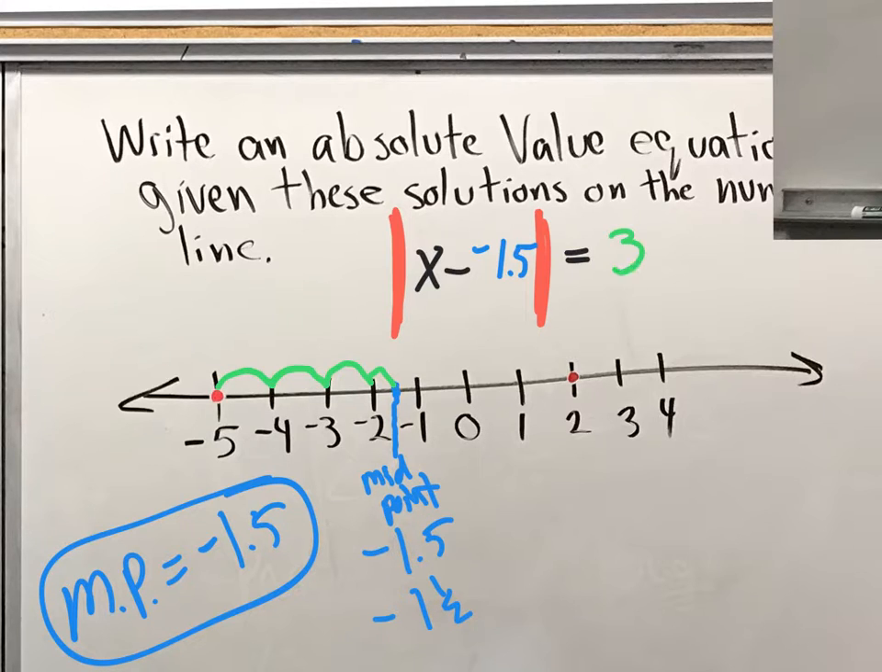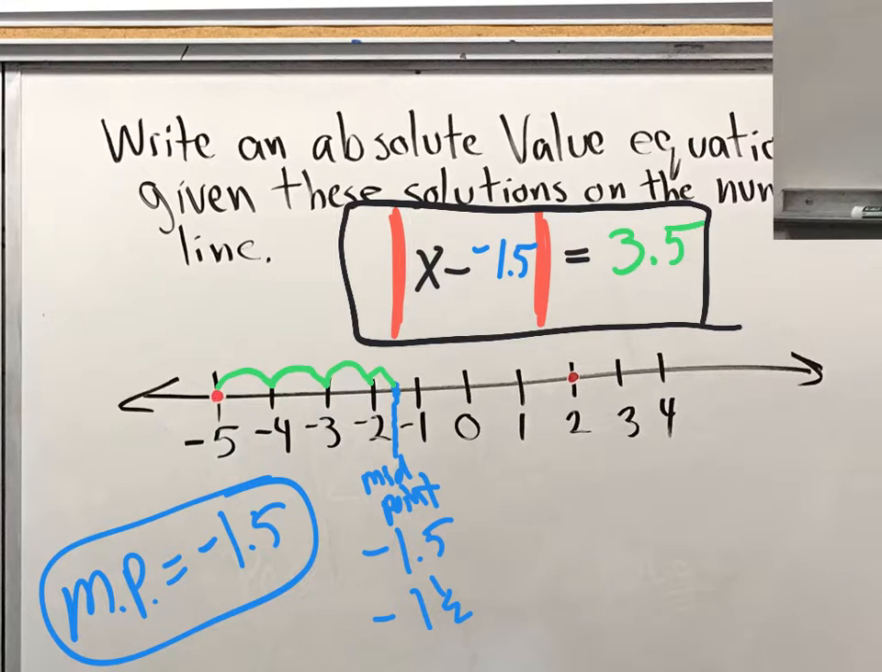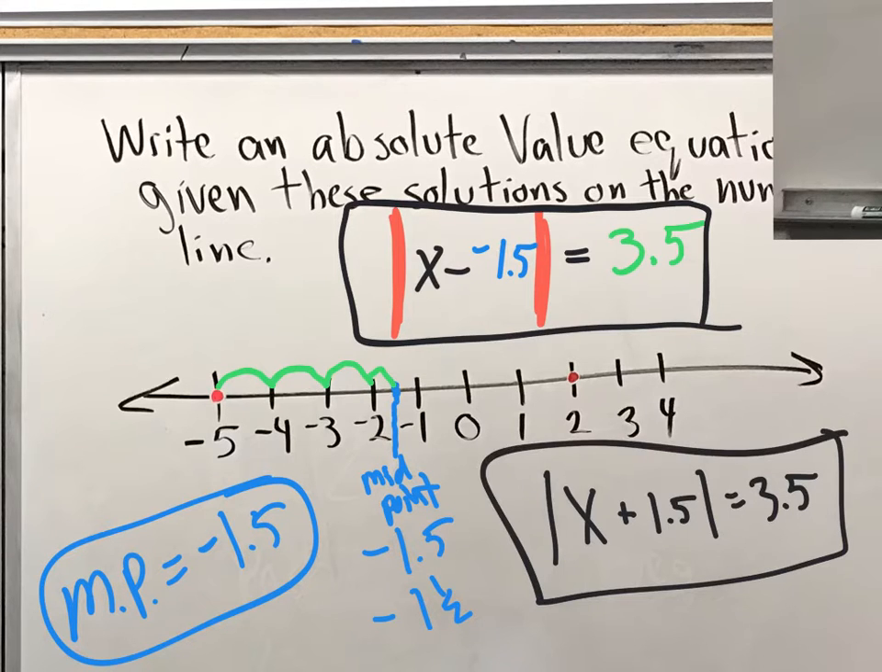So it's 3.5. Now, believe it or not, this is our equation that we're looking for. That'll actually give the answers -5 and +2. I know it looks weird. To make it look a little nicer, we could say the absolute value of x plus 1.5 equals 3.5. This would be the equation that'll produce the answers -5 and +2, if you were to do the positive and negative situation.